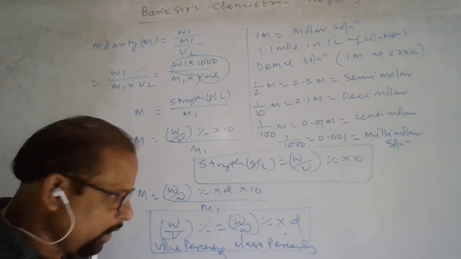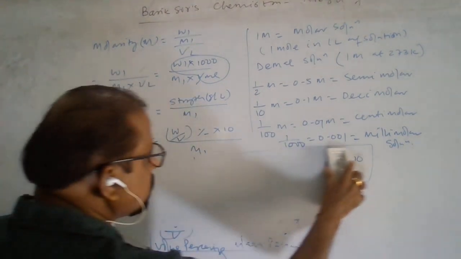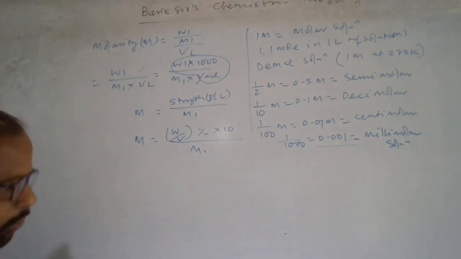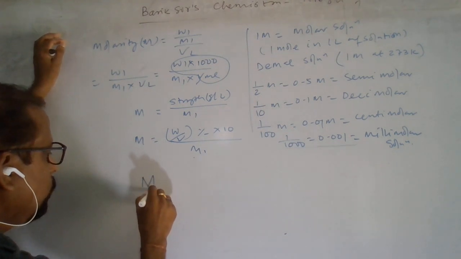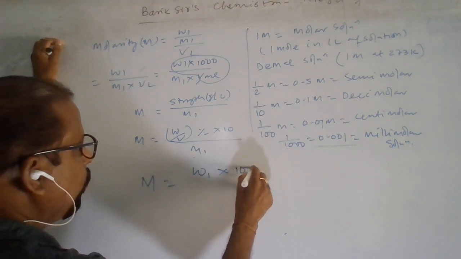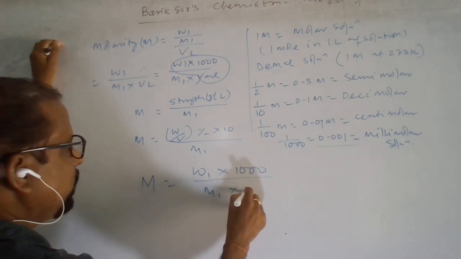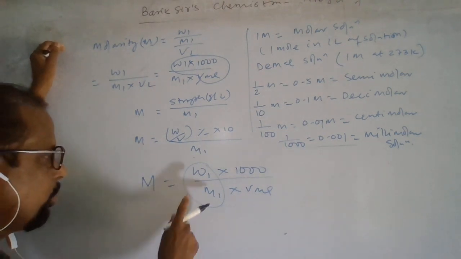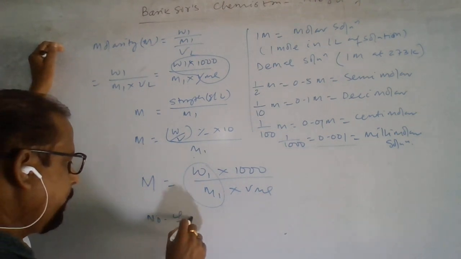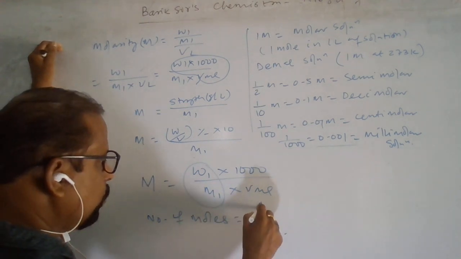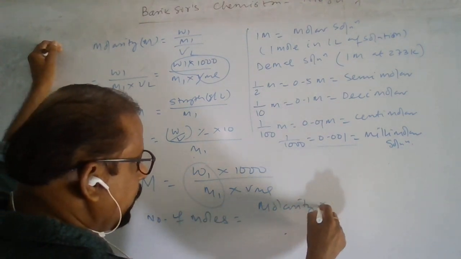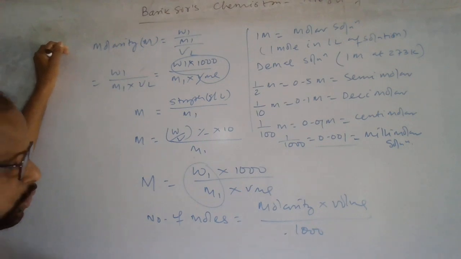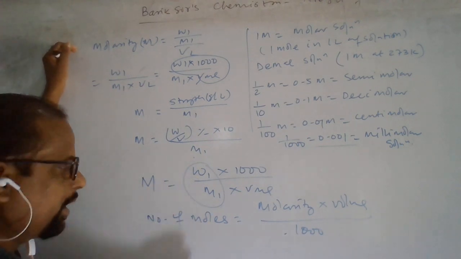One more thing that will help you understand this basic formula is the number of moles. The molarity is equal to W1 into 1000 by M1 into V in milliliter. But this W1 by M1 is nothing but the number of moles. So the number of moles is equal to the molarity into volume by 1000. W1 by M1 is the number of moles. This way you can calculate.